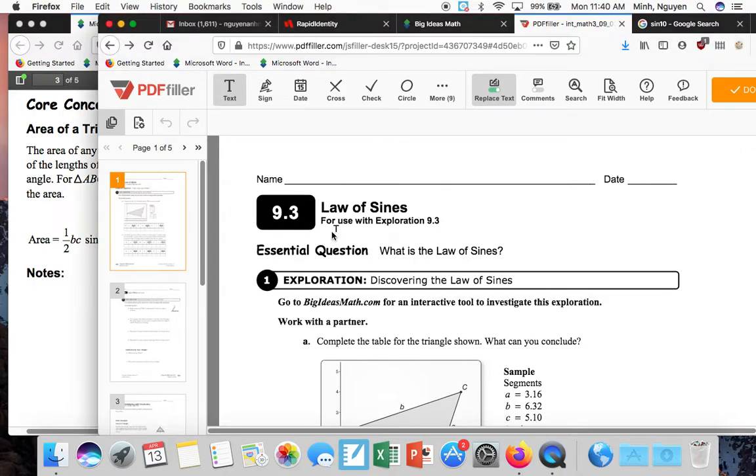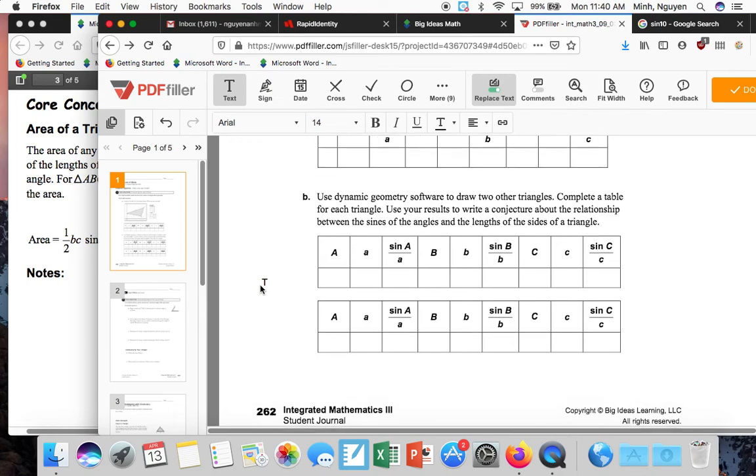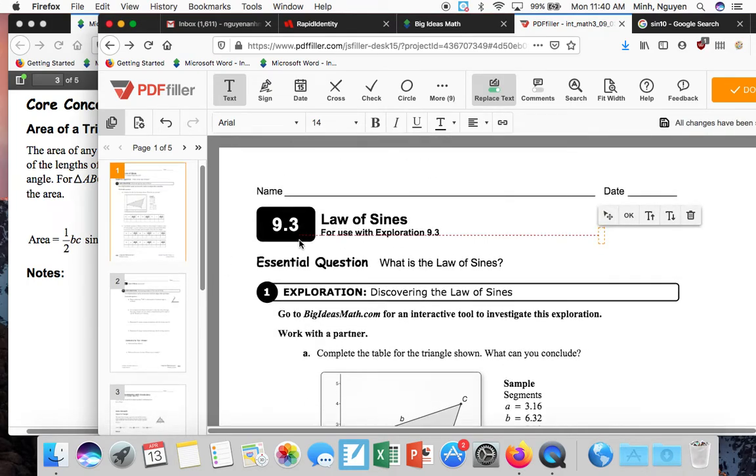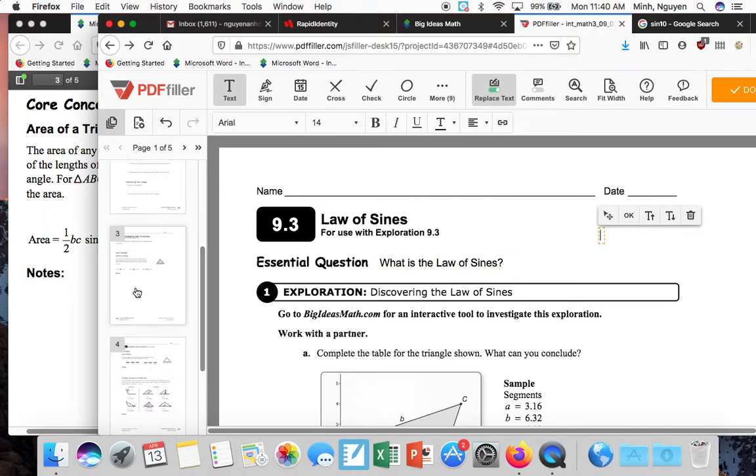Alrighty, guys. We are in section 9.3, the law of sines. It's on page 262 of your student journal. What is the essential question? What is the law of sines? Well, we're just going to jump right to it, and I'll show you how to use it.